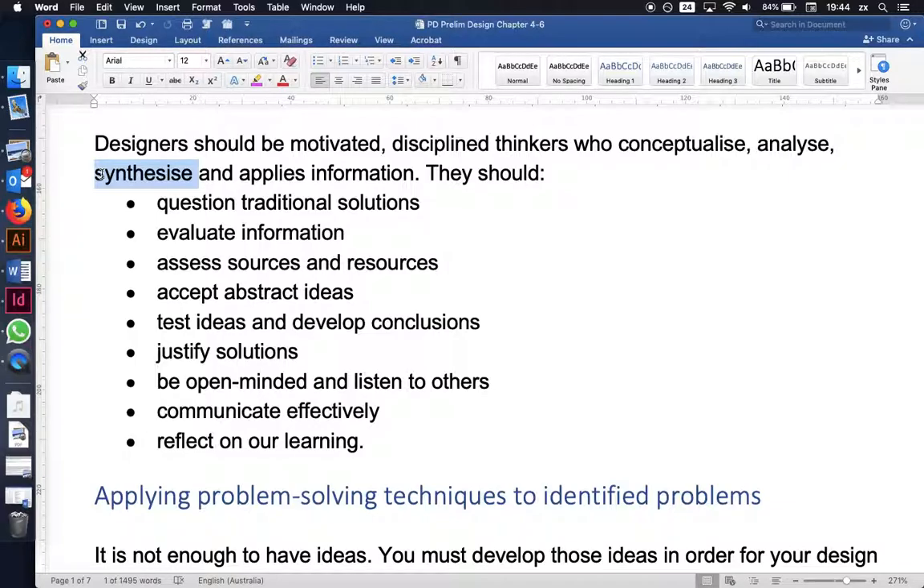We need to test ideas and develop conclusions. That means that if I'm thinking, I'd like to use this material for my product, we need to be able to justify that in some way. We could justify that based on the past experience of other people we trust, or based on some sort of reliable, credible source. Or instead, we might just say that we're not sure which method or tool we're going to use, so we're going to test a few of them and stick with one of them.